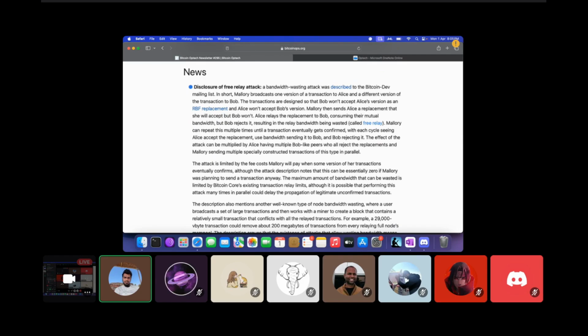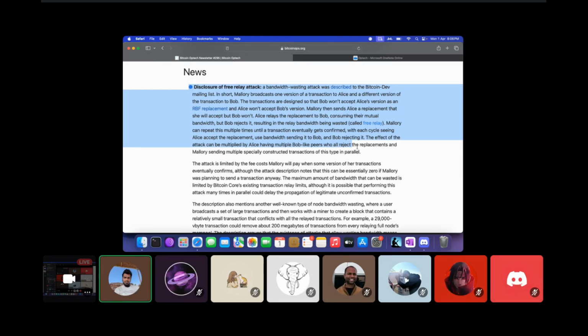So the first article talks about the disclosure of a free relay attack. A bandwidth wasting attack was described to the Bitcoin dev mailing list. In short, Mallory broadcasts one version of a transaction to Alice and a different version of the transaction to Bob. The transactions are designed so that Bob won't accept Alice's version as an RBF replacement, and Alice won't accept Bob's version. Mallory then sends Alice a replacement that she will accept, but Bob won't. Alice relays the replacement to Bob, consuming their mutual bandwidth, but Bob rejects it, resulting in the relay bandwidth being wasted, called free relay.